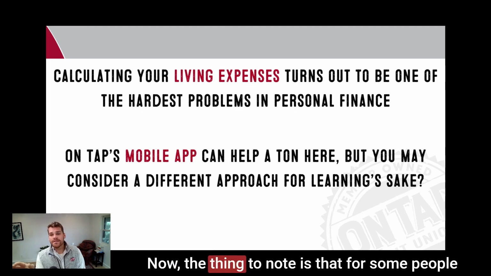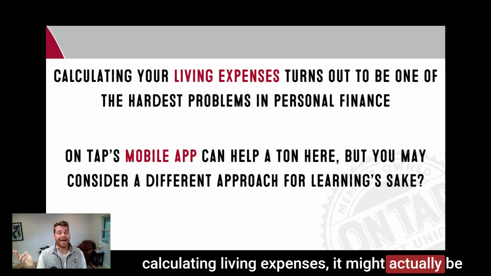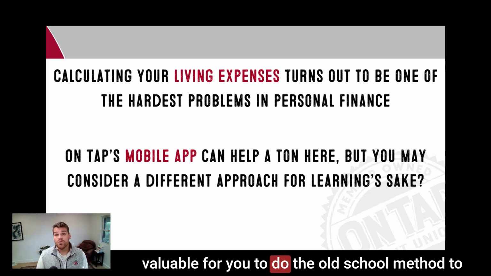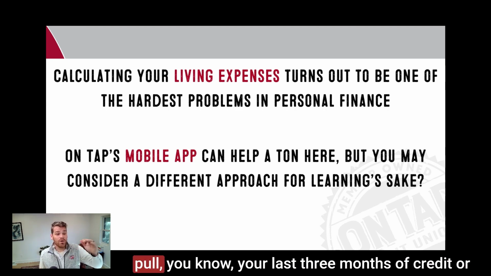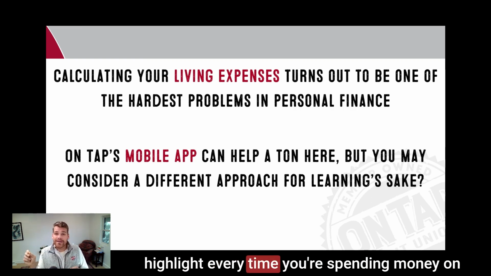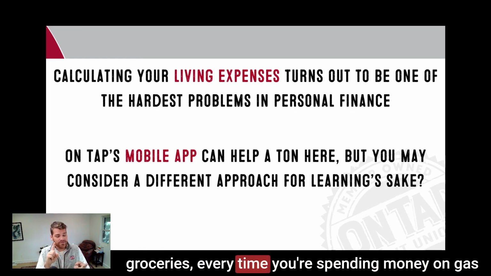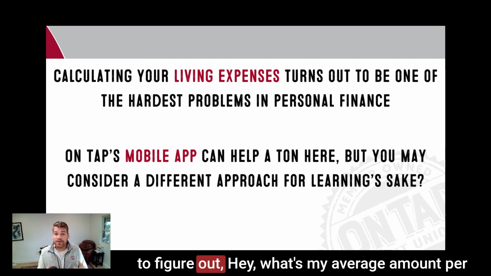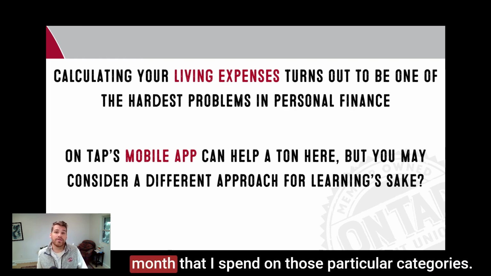Now, the thing to note is that for some people calculating living expenses, it might actually be valuable to do the old school method: to pull your last 3 months of credit or debit card statements and manually highlight every time you're spending money on groceries, every time you're spending money on gas, to figure out, hey, what's my average amount per month that I spend on those particular categories?